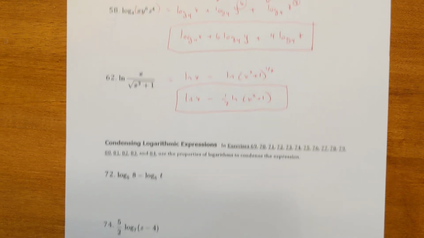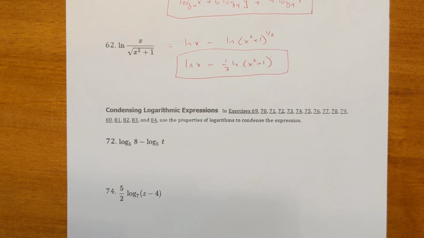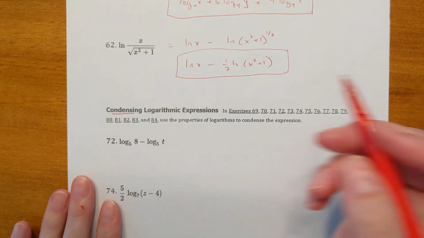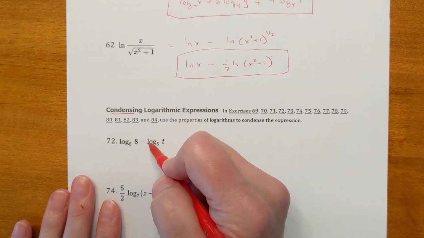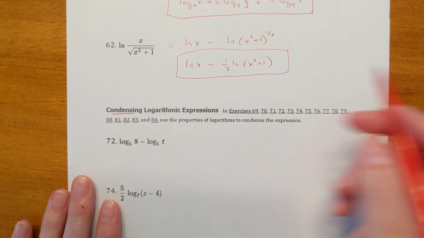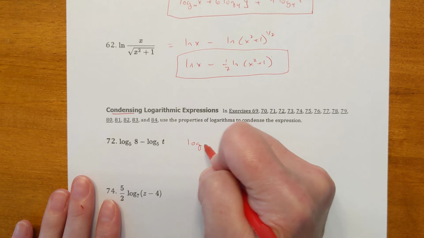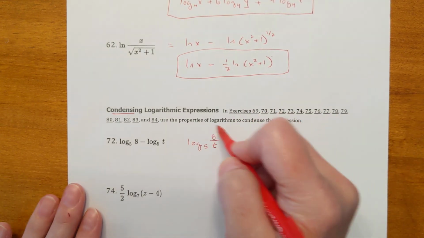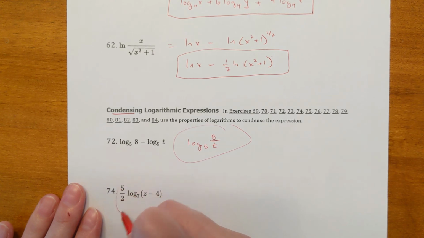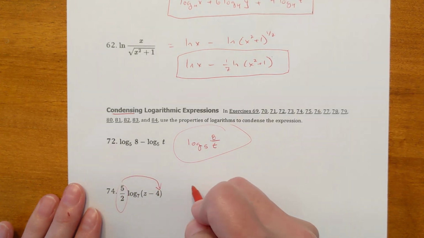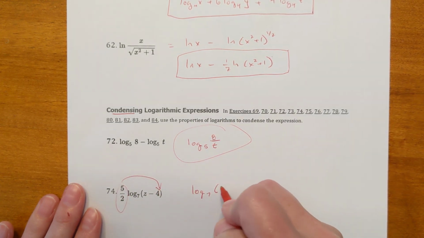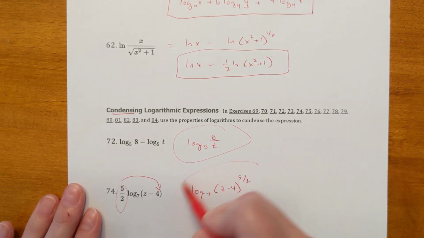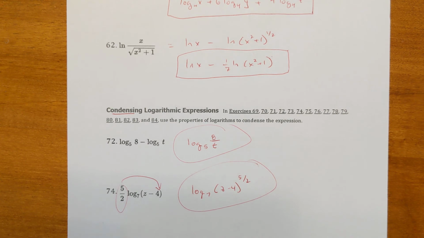Okay, on the next one, we're going the other way now. We're condensing it. We expanded it before, now we're going to condense it. So go backwards. So the first one is subtraction. When it's subtraction, it's division. So it's 8 divided by t. That's it. The next one, we're going to put the power over here. So it's log base 7 of z minus 4 to the 5 over 2. That's all we can do. We can just move that.